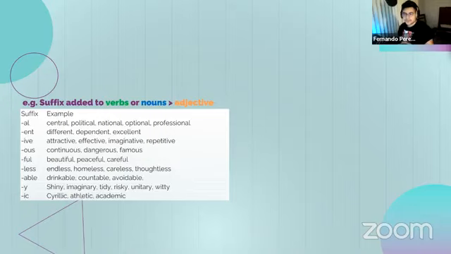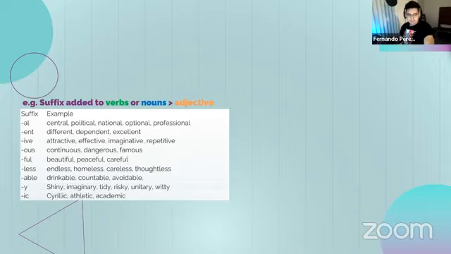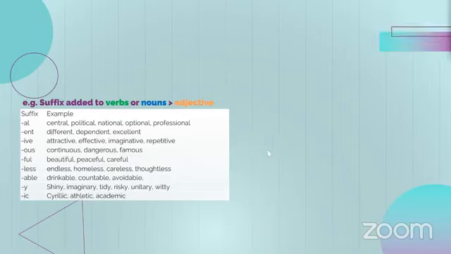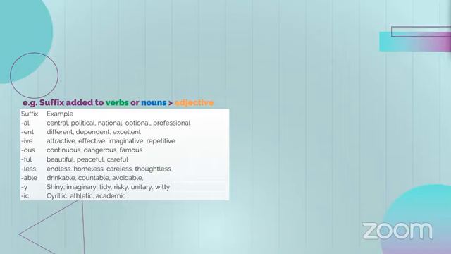Good. Next, Isaac, help me with ive. Attractive, effective, imaginative, repetitive. No problem. Good. Rafa, help me with ous. Continuous, dangerous, and famous. Good. Jimena, help me with ful. Beautiful, peaceful, and careful. Nice.